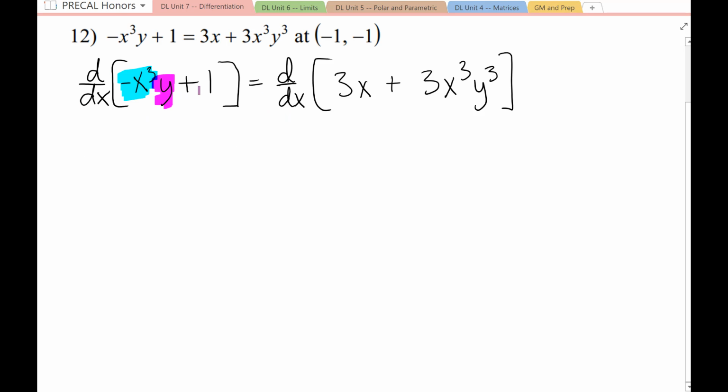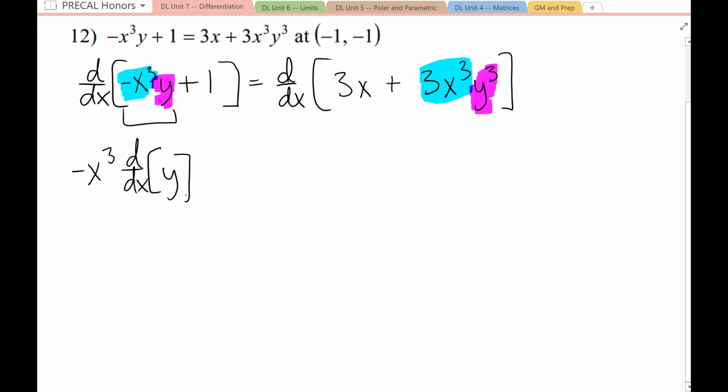I'm going to highlight anything that's going to require the product rule and label my f and g to begin. I know I can take this 3 out of there, but I'm going to end up distributing it back in anyway. So to take the derivative of this product right here: f dg plus g df, plus the derivative of 1, which is 0.